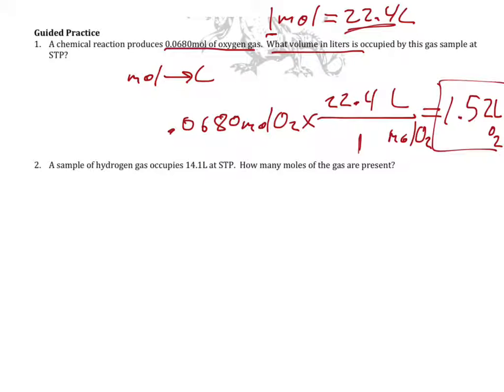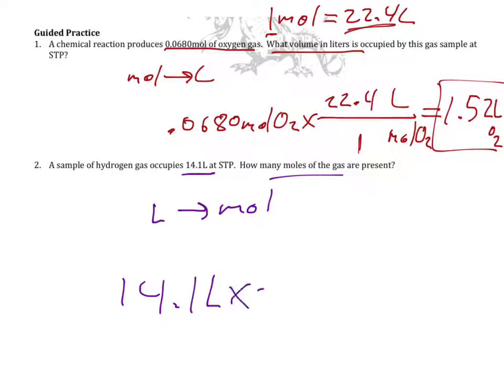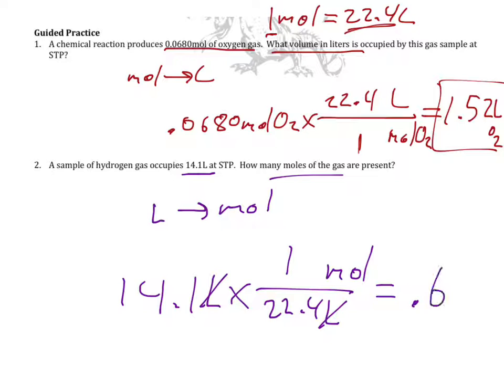All right, this next one says a sample of hydrogen gas occupies 14.1 liters at STP. How many moles? So this one we're now going from liters to moles. I hope you see that these problems are really, really simple. If we have liters, we can go from liters to moles. We know 1 mole is 22.4 liters. All you have to do is type that in your calculator, and you end up getting 0.629 moles of H2, hydrogen gas. And remember, hydrogen gas is diatomic.